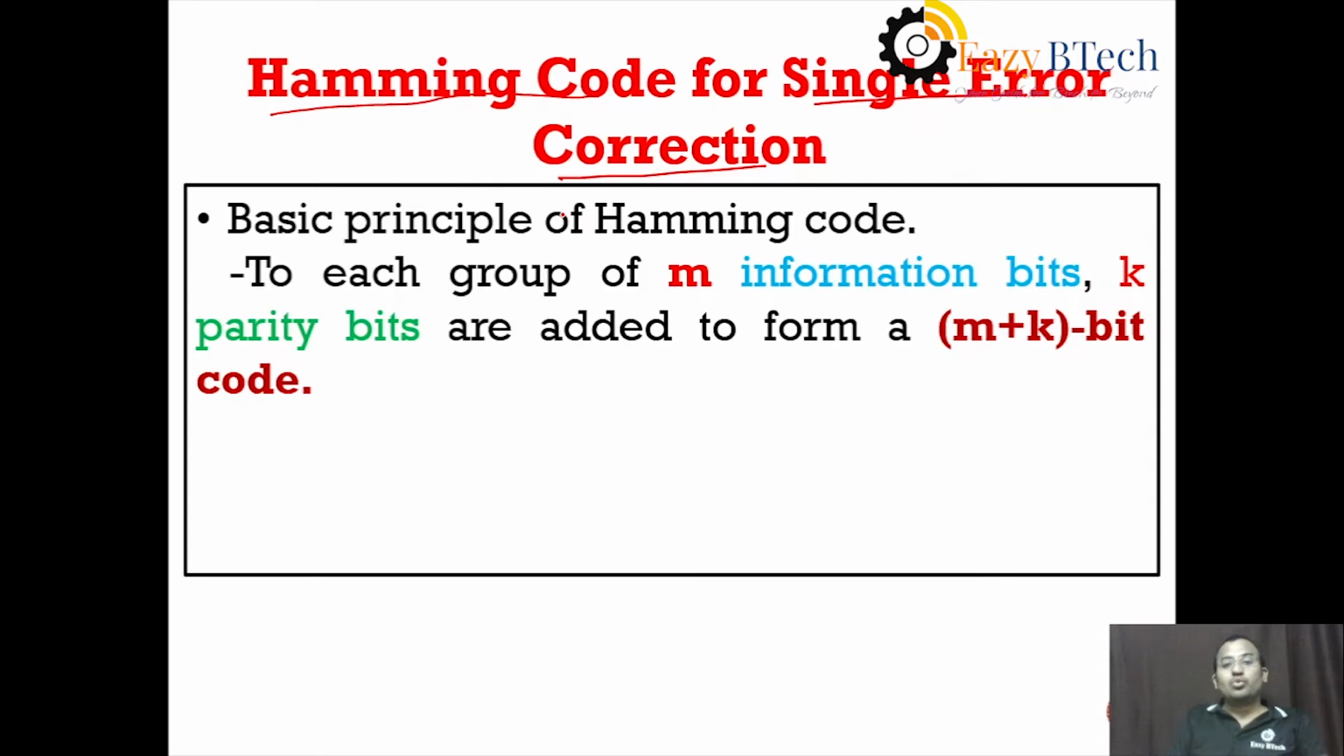We are able to do the error correction at the cost of extra k parity bits, whereas in parity code, we are only adding one parity bit. In Hamming code, we are adding k parity bits to the m information bits. So the total length of the code word is m plus k. We are able to do the correction with the help of more parity bits.